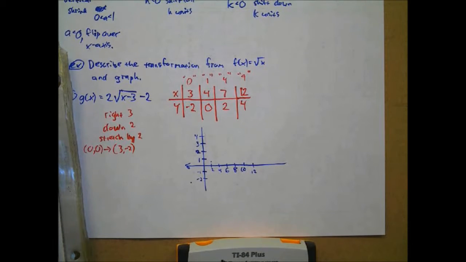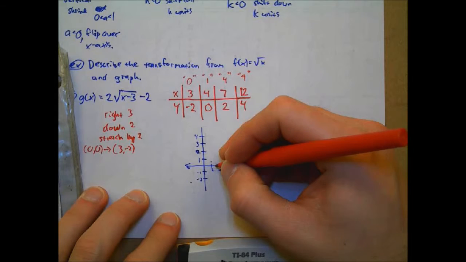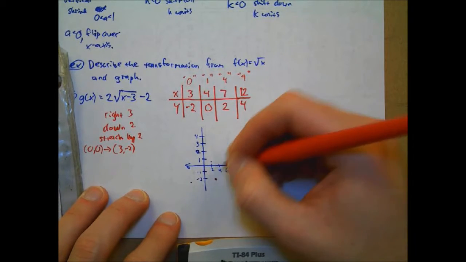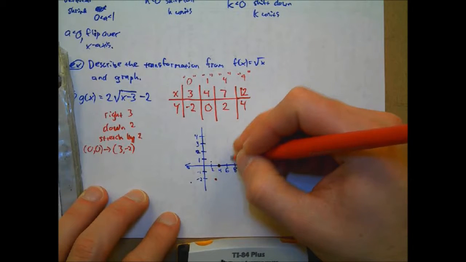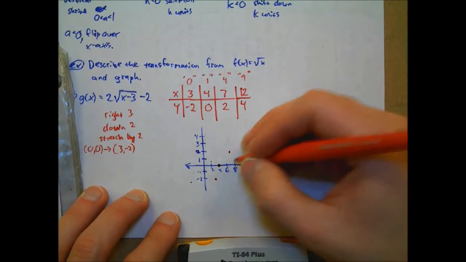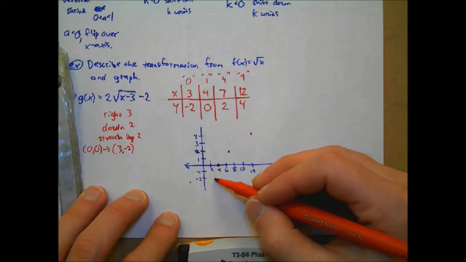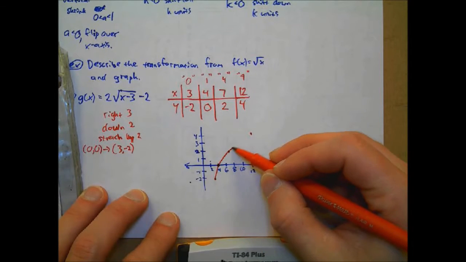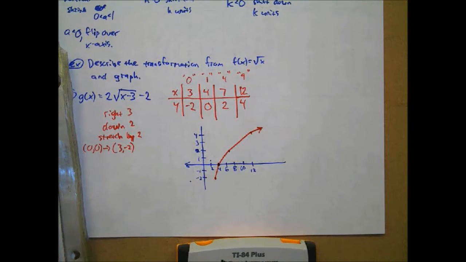And we'll just plot the points then. So 3, negative 2. 4, 0. 7, 2. 12, 4. Okay. And so there's the graph.